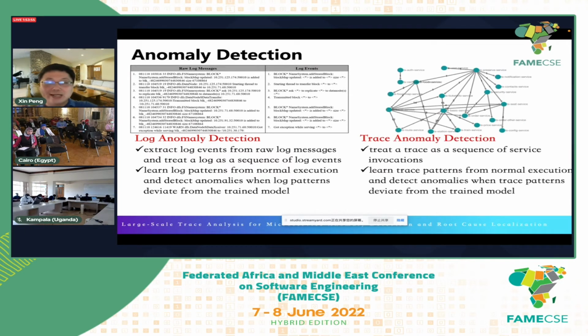Also, we can do trace anomaly detection. We can treat a trace as a sequence of service invocations. But as I mentioned just now, a trace can have a very complex structure consisting of many spans.